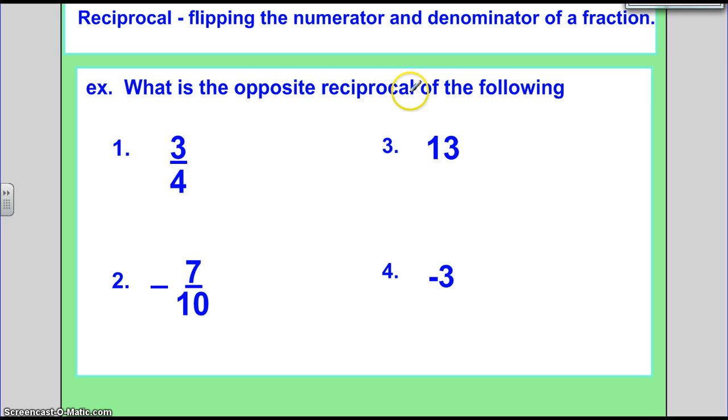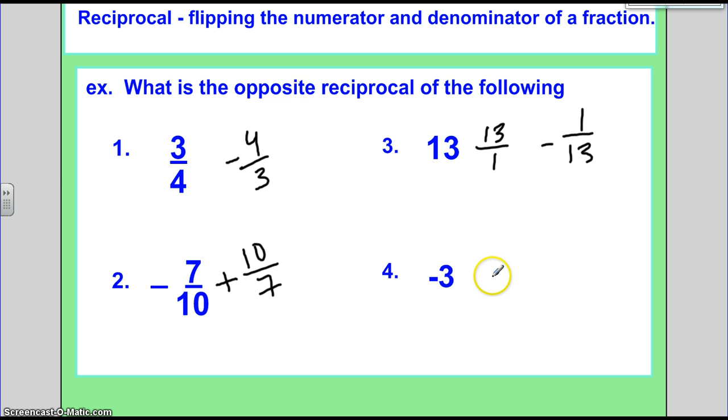So let's find the opposite reciprocal of these. 3/4 becomes -4/3. -7/10 becomes +10/7. 13 is the same thing as 13/1, so now it becomes -1/13. -3 is the same as -3/1, and it becomes +1/3.